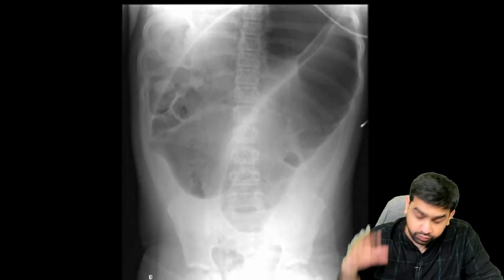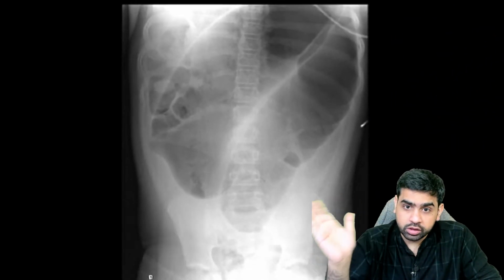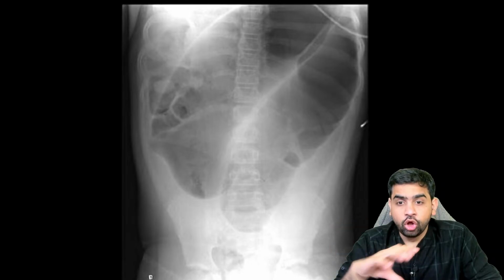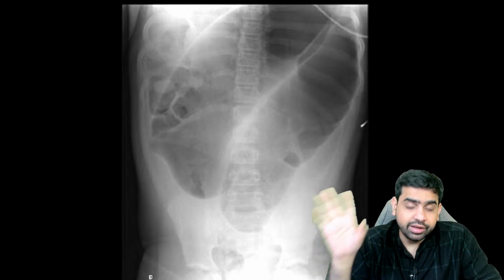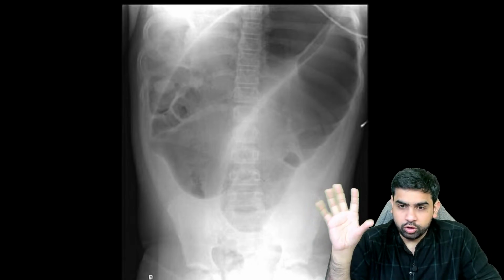Now, I'm pretty sure you have seen this X-ray thousands of times. What is this? This is the coffee bean appearance or the inner bent tube sign. This is the X-ray for a sigmoid volvulus.